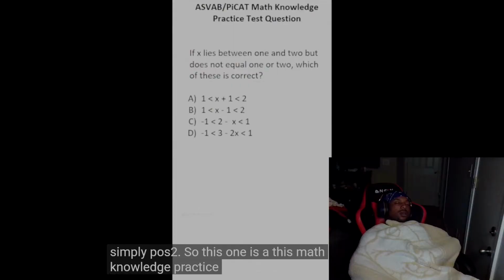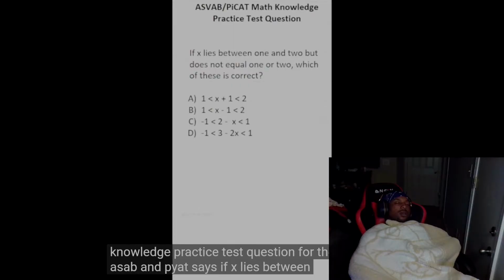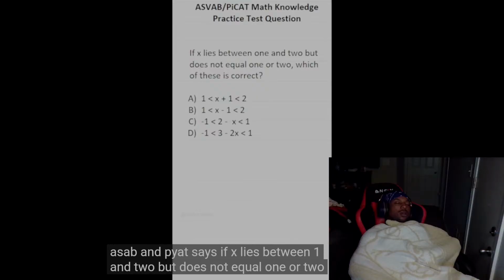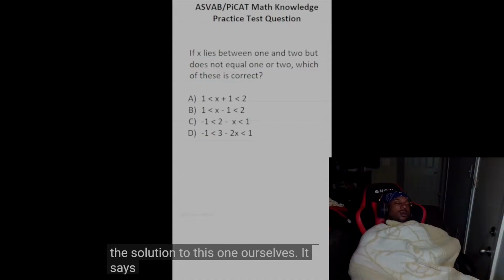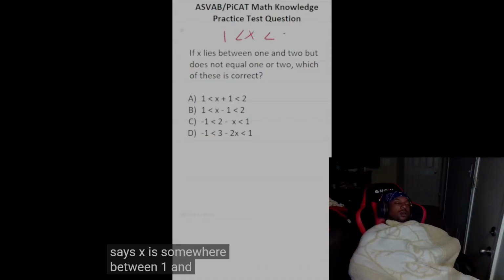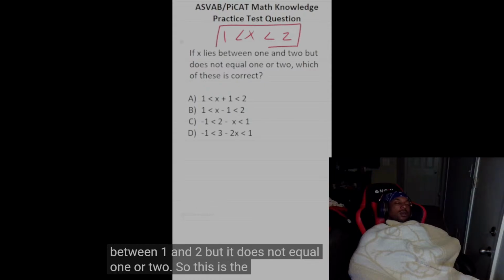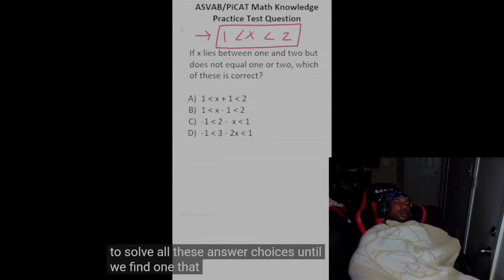This math knowledge practice test question for the ASVAB and PiCAT says if x lies between 1 and 2 but does not equal 1 or 2, which of these is correct? So before we look at our answer choices, let's write the solution to this one ourselves. It says x is somewhere between 1 and 2, but it does not equal 1 or 2. So this is the solution that we're looking for. And now we're going to solve all these answer choices until we find one that matches this.